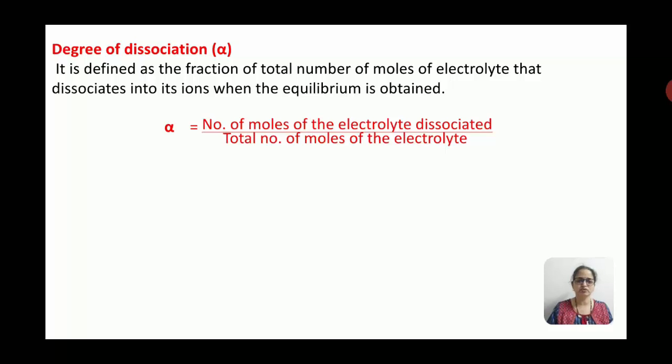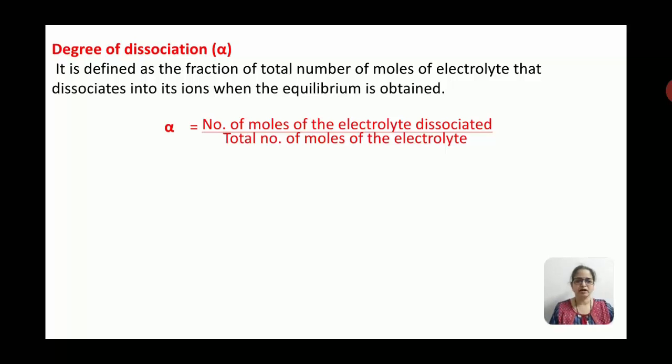Alpha will become 0.5. Suppose you have taken 500 moles of electrolyte. So total number of moles will be 500. 500 will come in denominator. Out of that, suppose 100 moles of the electrolyte dissociate at equilibrium. So 100 will come in the numerator. So 100 upon 500, the answer will be 0.2.